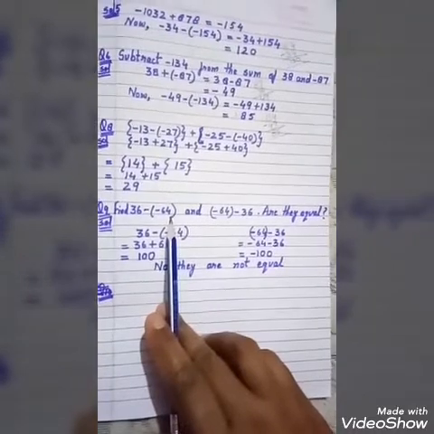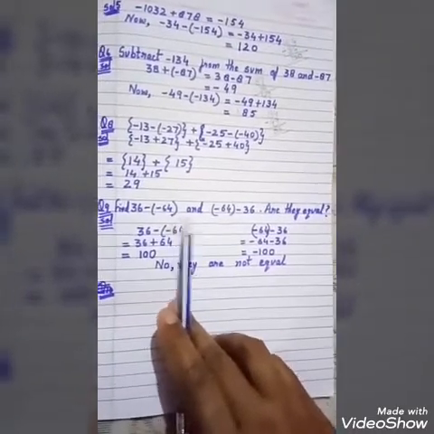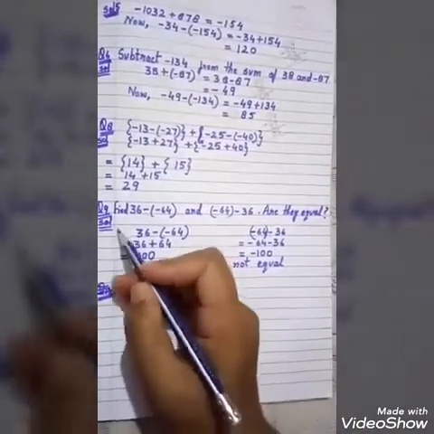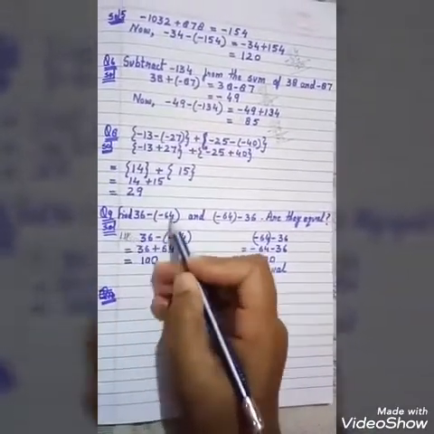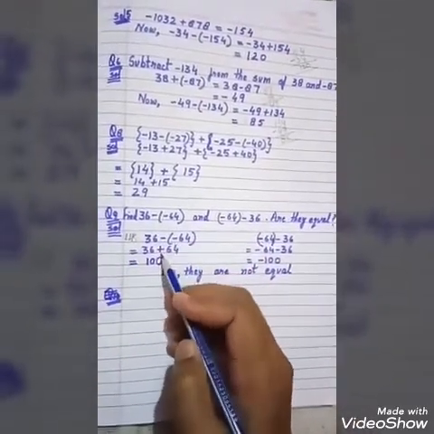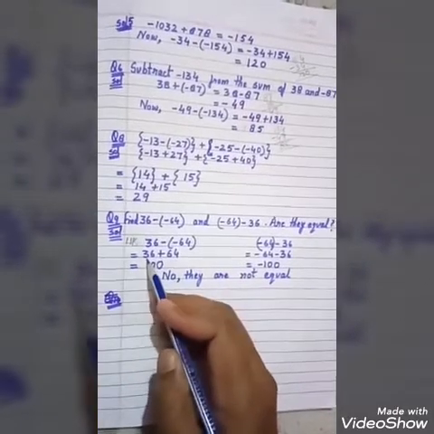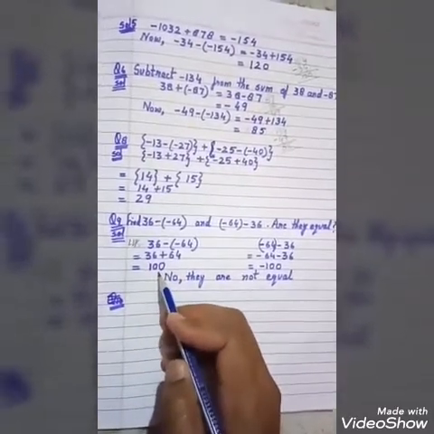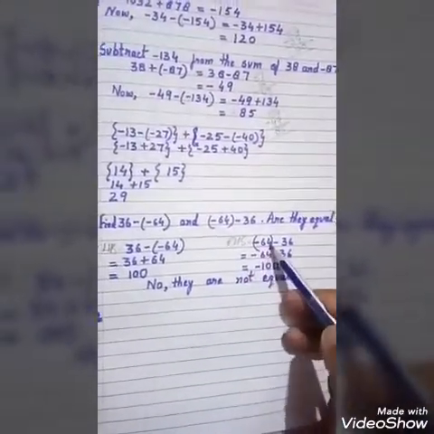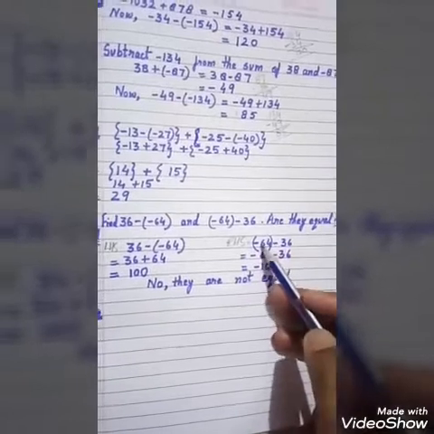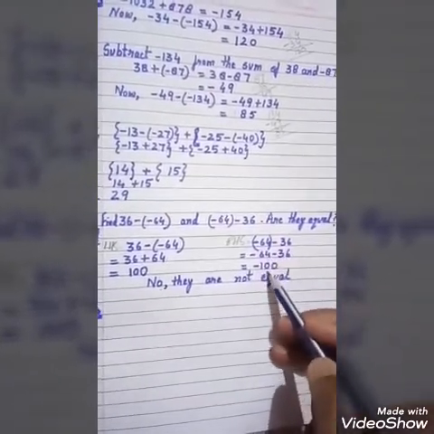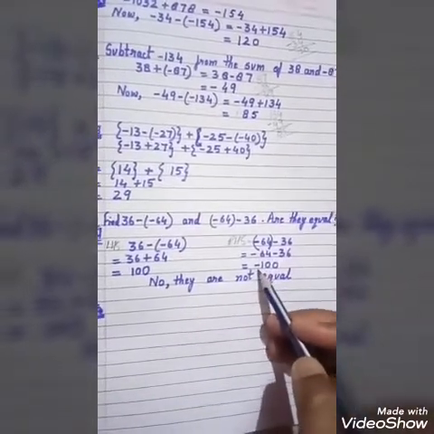Follow that property, the second property of subtraction. The question is, are they equal? So on the left hand side we have 36, and this minus will be plus 64. 36 plus 64 is 100. Now on the right hand side we have minus 64 minus 36. Both are negative, so we will add them and the sign will be minus.